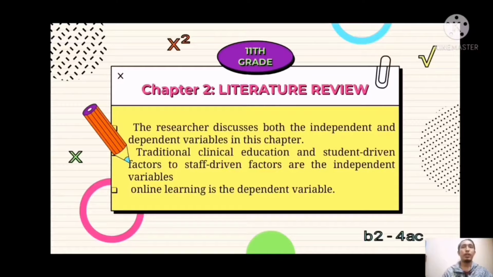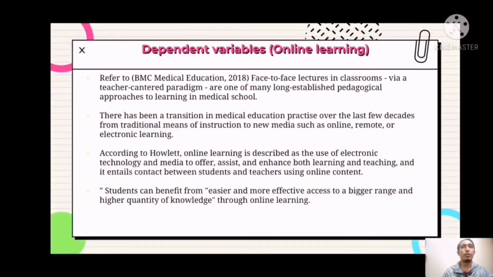Today I want to present about chapter 2, the literature review. The research discusses the independent and dependent variables in this chapter. Traditional clinical education and student-driven factor to staff-driven factor are the independent variables. Online learning is the dependent variable. Next we go to the dependent variable, that is online learning.